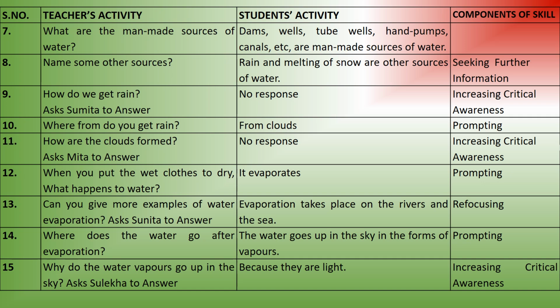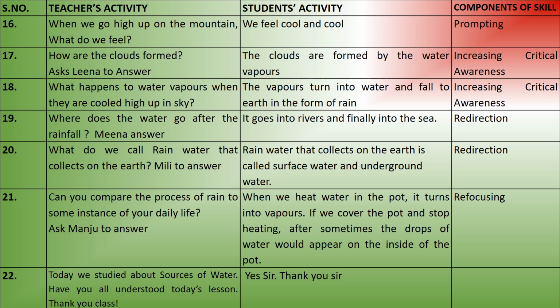The teacher asks the next question to Sulekha, why do the water vapor goes up in the sky? Sulekha will answer that because they are light. The component used is increasing critical awareness. The teacher will ask then the question, how do you feel when we go up high on the mountain? The student will answer that we feel cool. This is the prompting question.